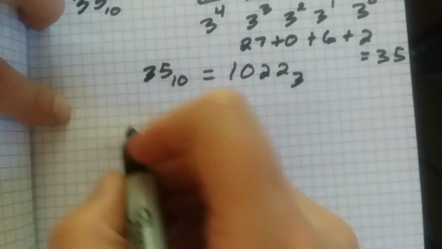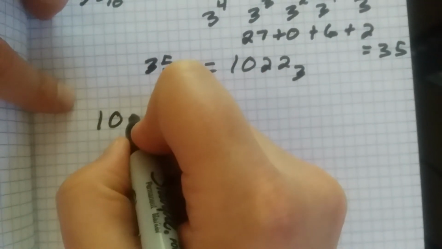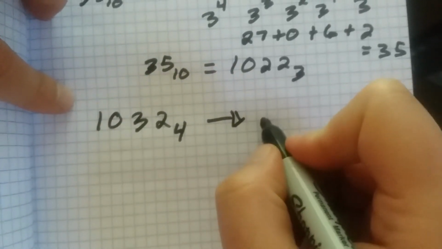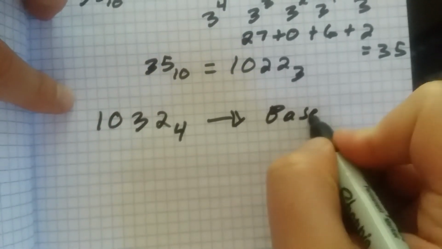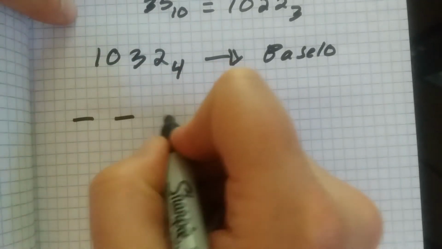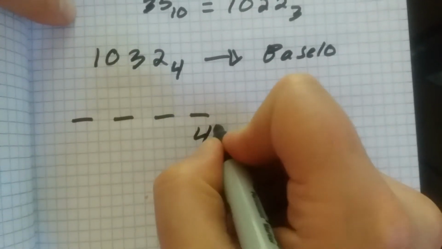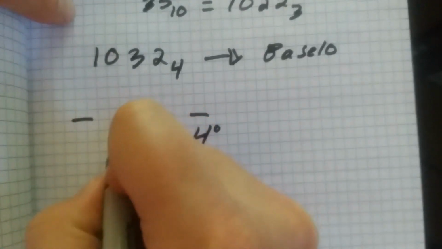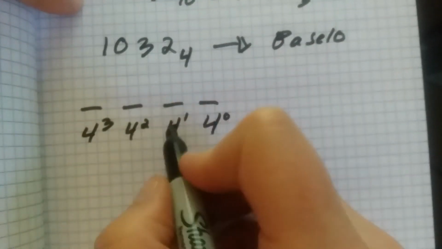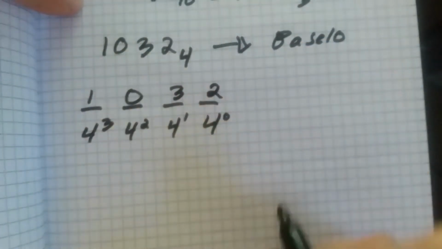Okay, so say I have the number 1032 base 4, and I want to convert that to base 10. So again, I lay out my place values. I need 4 place values for base 4. First one is always to the 0. Second one is to the 1st. This would be to the 2nd. This would be to the 3rd. This is going to be a large number. So I have 1 of those, none of those, 3 of those, 2 of those.